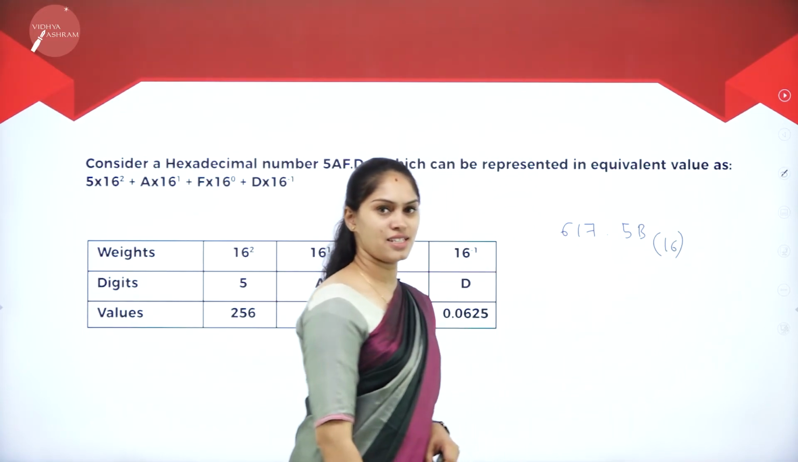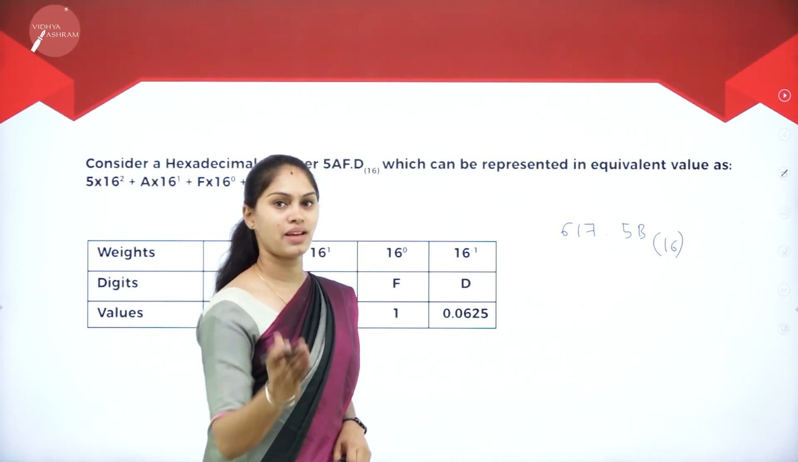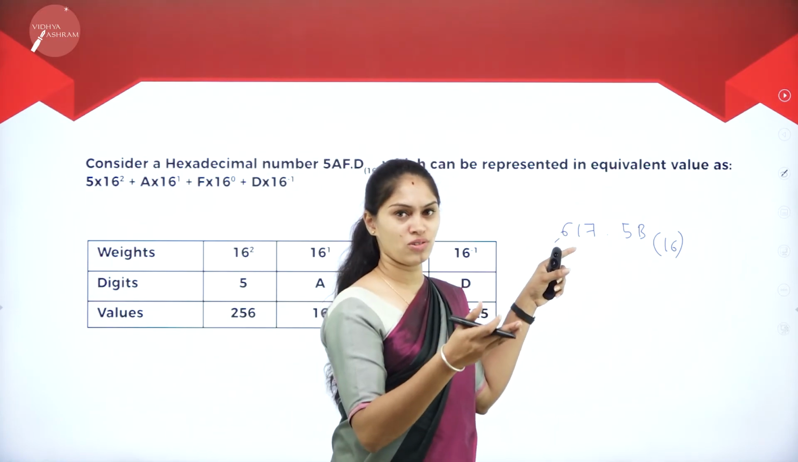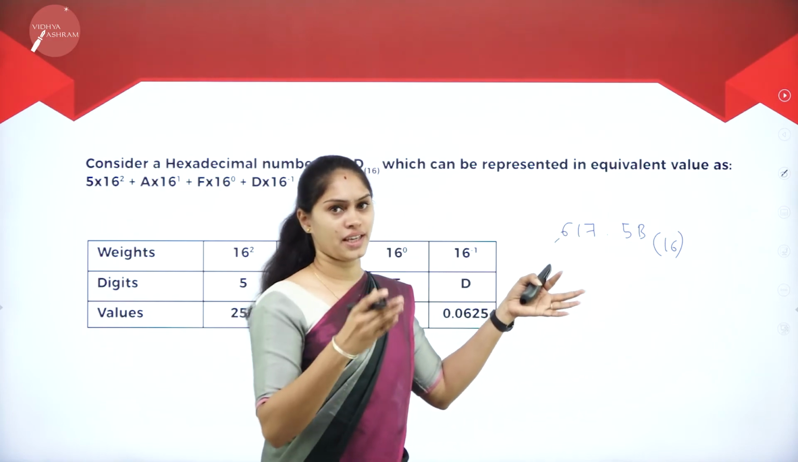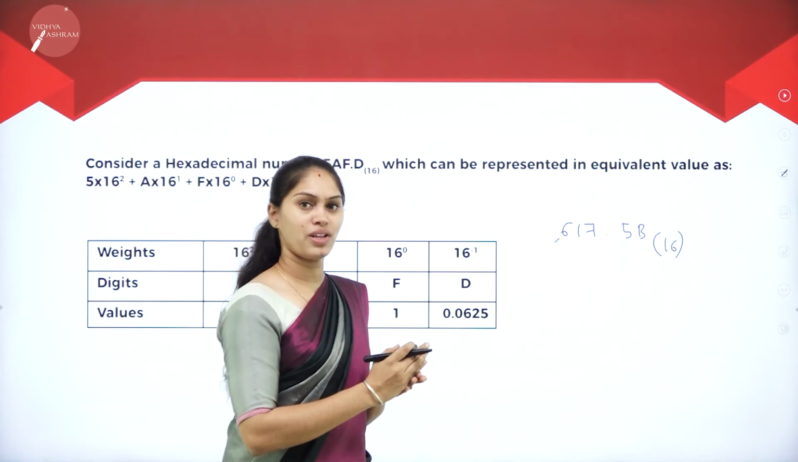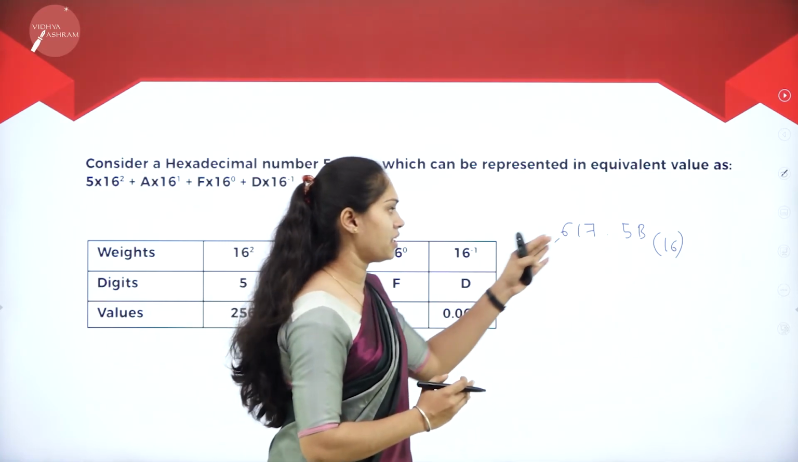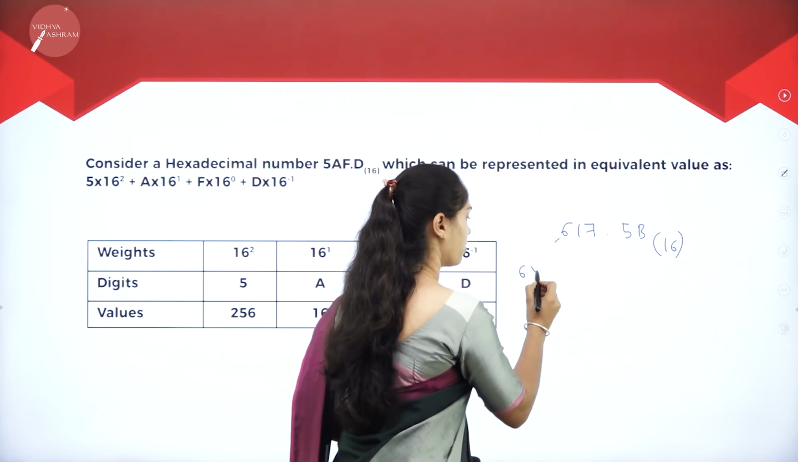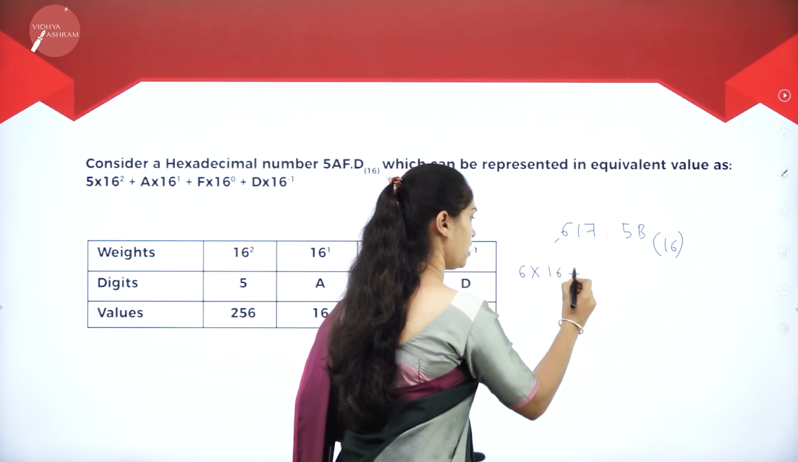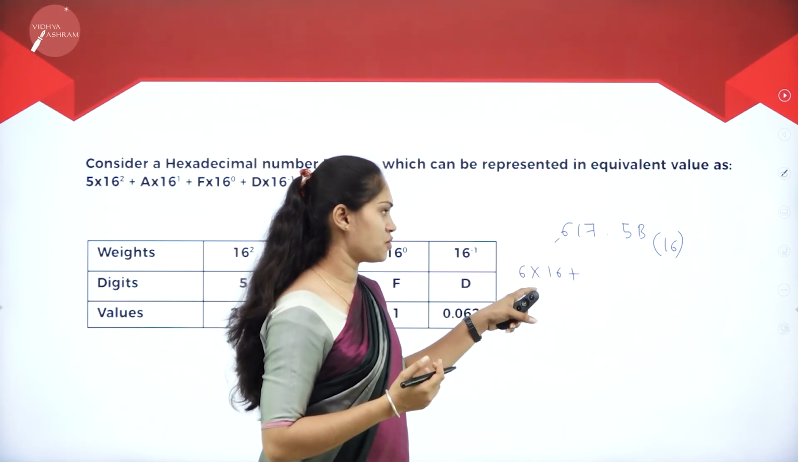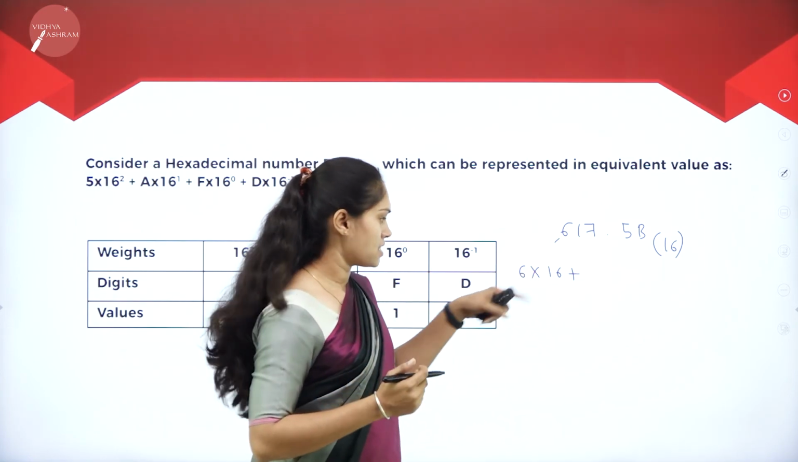Can we consider this as a hexadecimal number system? Absolutely yes. Why? Because here I have a combination of digits between 0 to 9 and A to F. So those are the digits that you have to take when it comes to the hexadecimal number system. Then how are we going to represent it in the equivalent value? So 6 has its positional value raised to 16 itself, so it has to be multiplied with 16 itself.